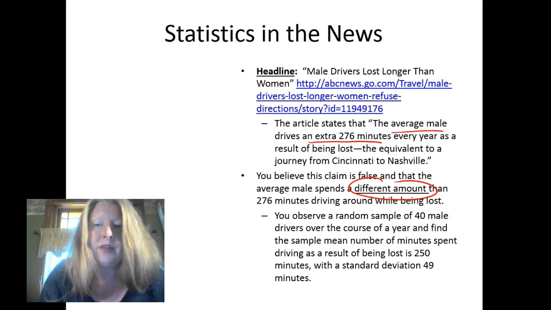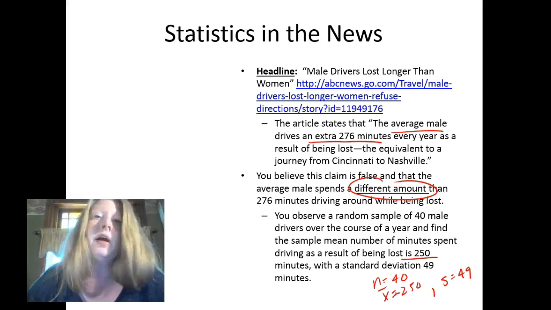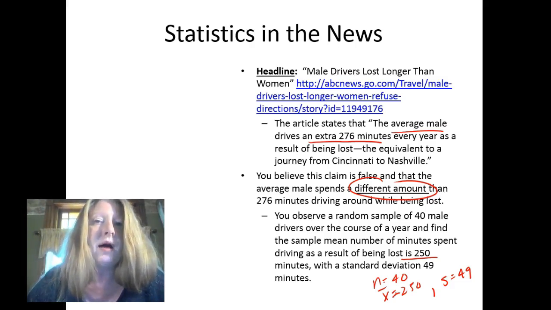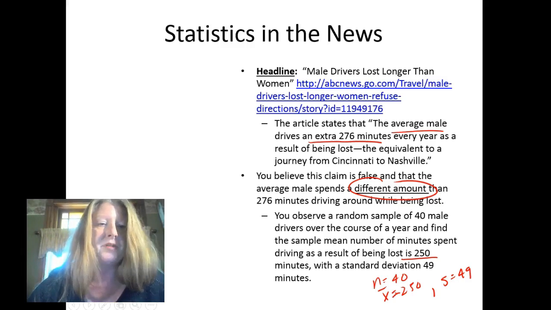To test your theory, you obtain a sample from 40 male drivers. You find that they have a sample mean of 250 and a sample standard deviation of 49. I want you to think here about how you would conduct a hypothesis test. Pause the video and try to actually conduct your hypothesis test before seeing what I do. Think about what your null and alternative would have to be, what your test statistic would be, what the sampling distribution would look like, and how you would obtain your p-value from table B. So pause quickly and then we'll come back and work through this.